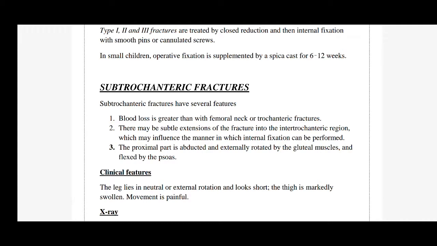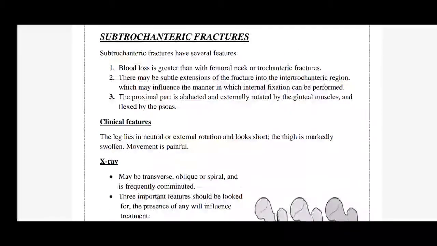Number 3, because of strong muscle action around this area, the proximal part is abducted and externally rotated by the gluteus muscles and flexed by the psoas, and the distal part is adducted and overlapped because of the action of the adductors. So this will result in difficulties during closed reduction and in the modality of fixation.